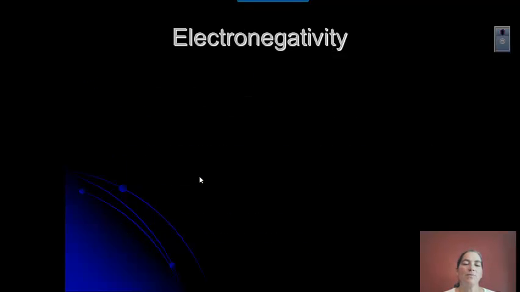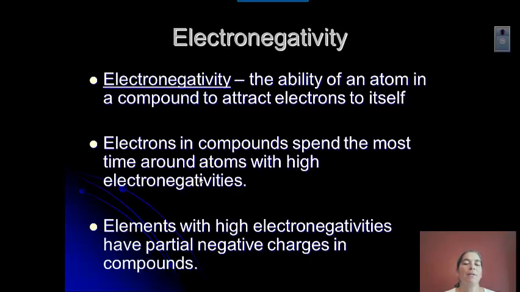The next one is electronegativity, and that is the ability of an atom in a compound to attract electrons to itself. Now, the most important part of that definition is that it has to be in a compound, because what it's doing is one atom's attracting the electrons of the atom next to it. So if they're not in compounds, they can't have electronegativities. And what happens is the element in a compound that has the higher electronegativity will attract more of the electrons from the other atom to it.